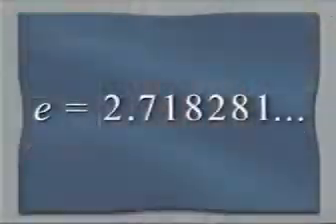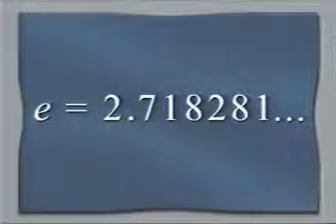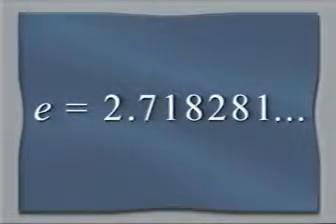The decimal representation of e, by the way, is 2.718281, and it does not terminate, and it does not have a repeating cycle. So e, this natural base for exponential numbers, is an irrational number.